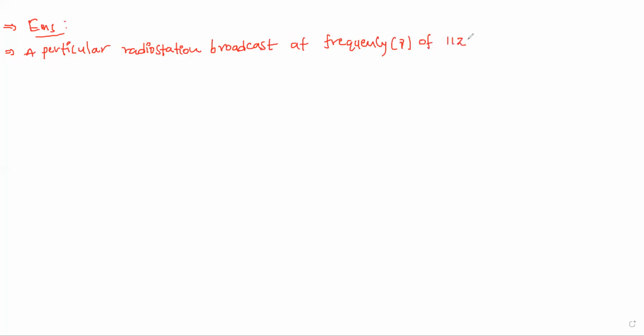In this, the first one: a particular radio station broadcast at a frequency of, frequency is nothing but nu, of 1120 kilohertz. Another radio station broadcast at a frequency of 98.7 megahertz.